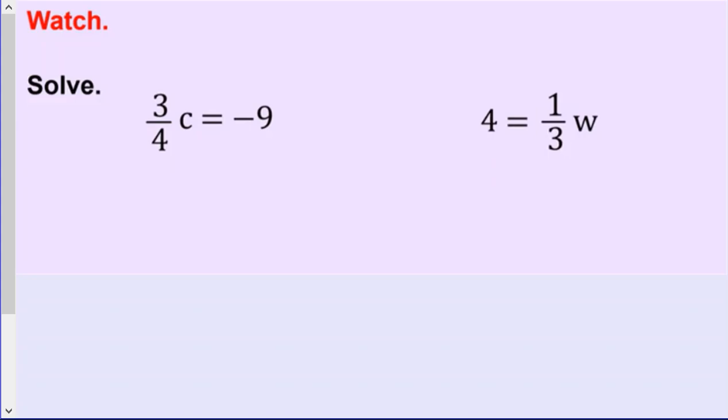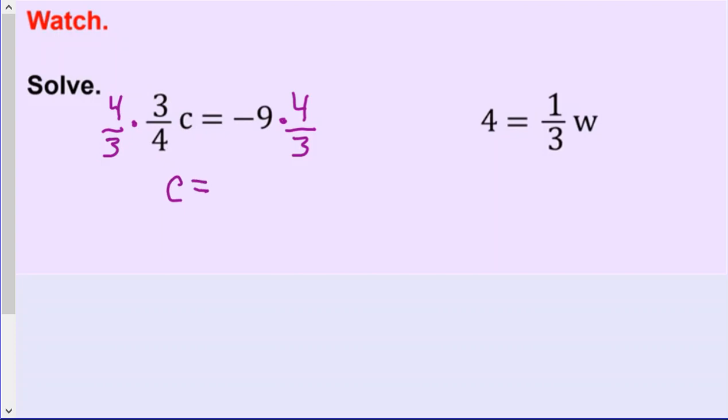So let's take a look at a couple examples here. I'm going to go ahead and go through these two examples. So for the first one, we would have 3/4 times c equals negative 9. So in order for us to undo this multiplication, we're going to multiply by the reciprocal. So that would be 4 over 3. So we just switch the numerator and denominator. And then we're going to do the same on the other side, times 4 over 3. Okay, so then we would get 4 times 3 would be 12, and 3 times 4 would be 12. So that would leave us with just 1c. So we'd get c on this side.